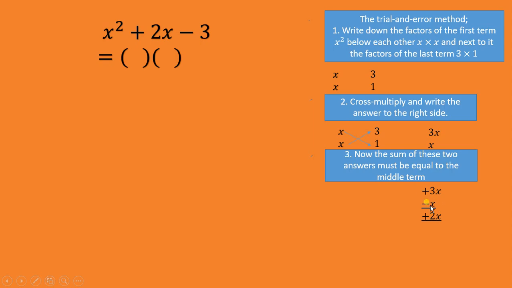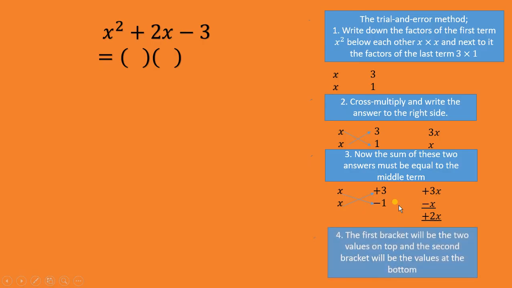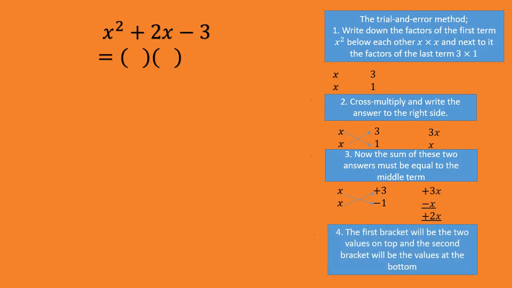But to get to these factors, we need to change the signs of the factors we chose. So x times 3 and x times minus 1 will give me these factors. x times minus 1 will give me minus x, and x times plus 3 will give me 3x. That would be the selection of our factors. We now put a bracket around the first set, which makes up my first bracket, and the second set, which is x minus 1, makes up my second bracket.